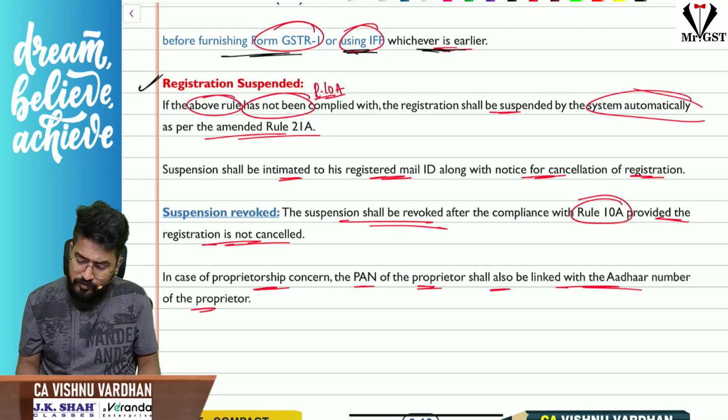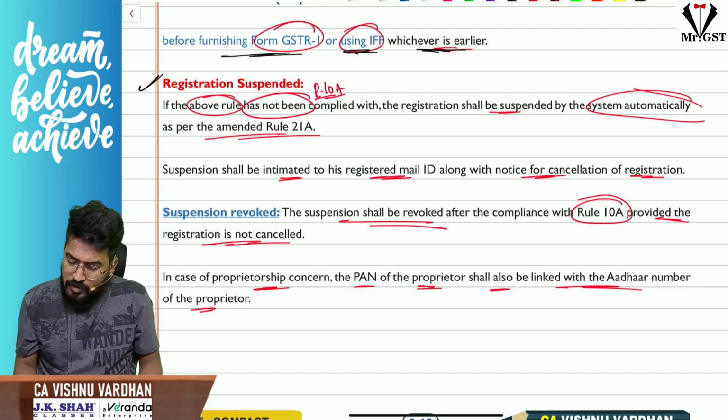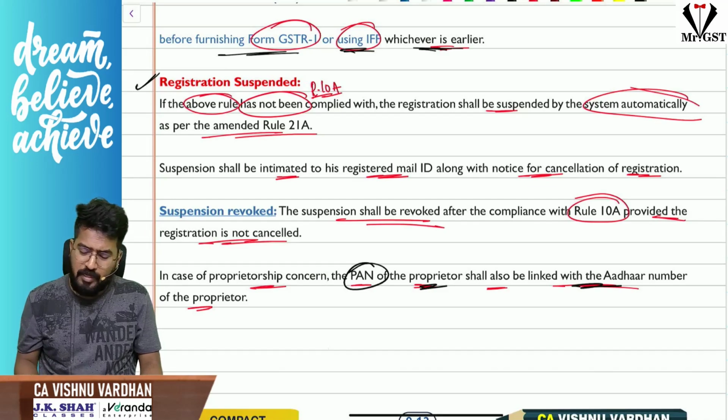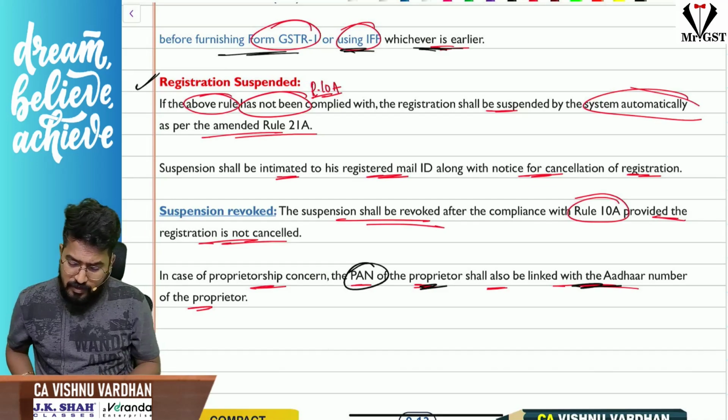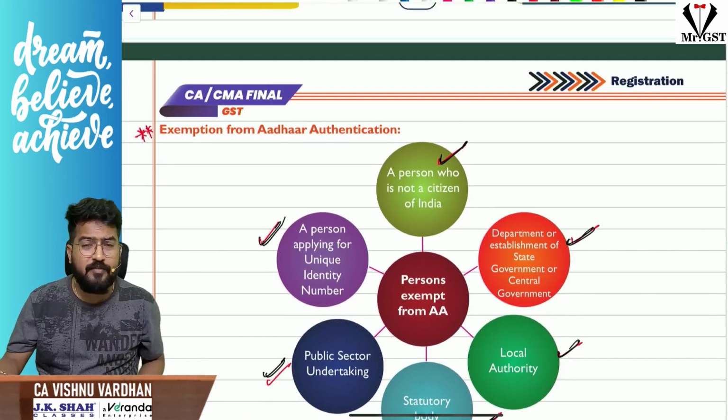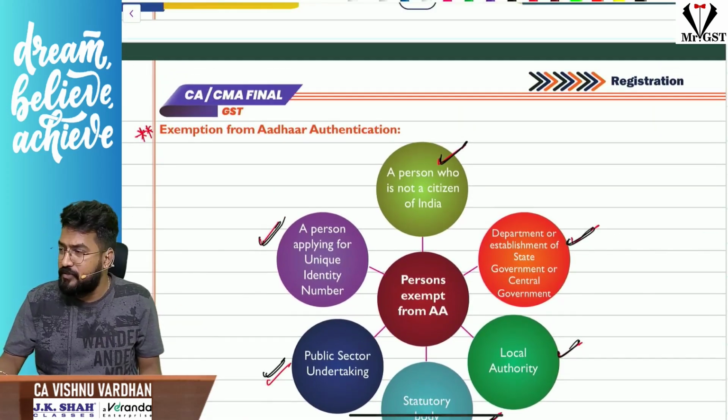In case of a sole proprietor, sir, we also have to link the PAN with the Aadhaar. For the proprietor, the PAN should be linked to the Aadhaar. Right, those things we have discussed, and Aadhaar authentication, everything. So with this we are done with the registration procedure.